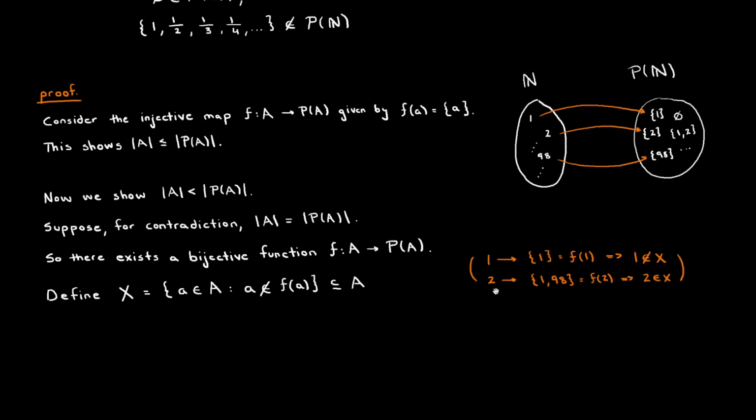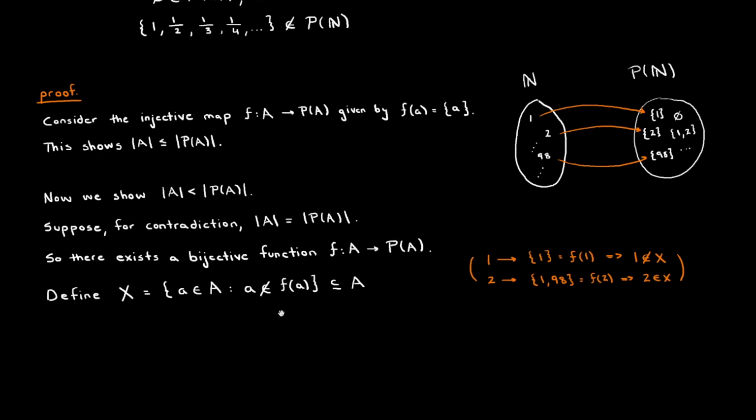Let's suppose that 2 was getting mapped to the set {1, 98}. So this is just an example of a function f. Let's suppose that 2 was getting mapped onto {1, 98}. This is f of 2. Well, you can see that 2 does not show up in its image, right? So therefore, we will collect 2. 2 will be an element of X. So that's the way you want to think about this set.